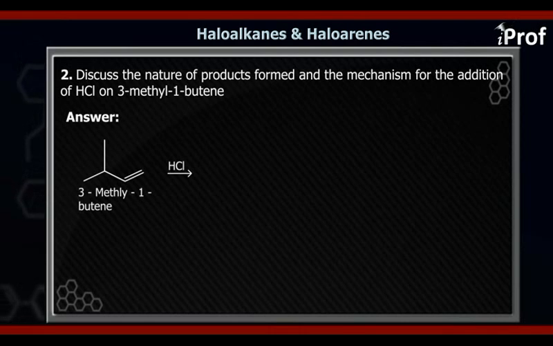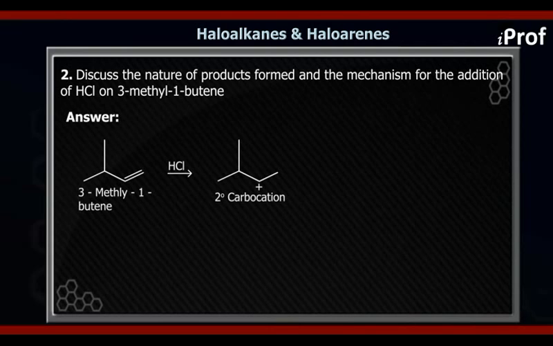H+. Now if you remember, I discussed the mechanism of alkene with HX. So what happens is, in this case again, when the pi electron cloud of the alkene attacks the H+, it will form basically CH3, CH3, CH positive and CH3. Now basically this carbocation is a 2-degree carbocation.